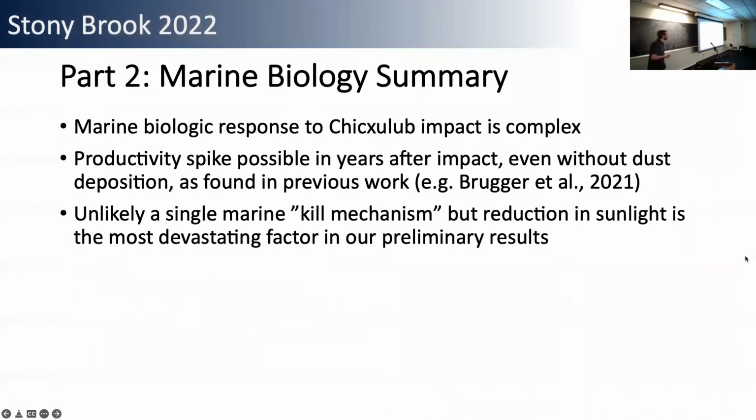All right. So just to quickly summarize, the ocean response is complex, and we still have a lot of work to do to really tease apart these signals, understand what's going on, and also get them into a proper Cretaceous simulation. But what we do find is that the most important seem to be the light reduction, as has been largely suspected from various fossil records, and this increase in productivity after the return of light due to the increase in nutrients that exist in the upper ocean. But it doesn't seem like there's necessarily a single kill mechanism, so to speak.